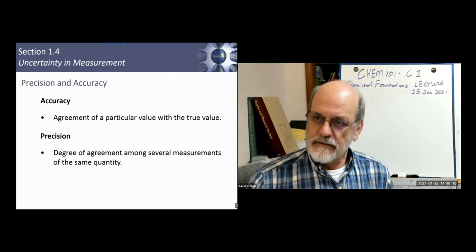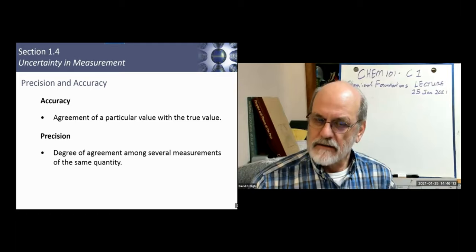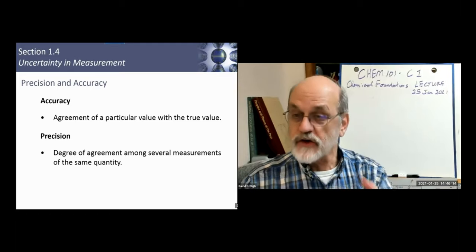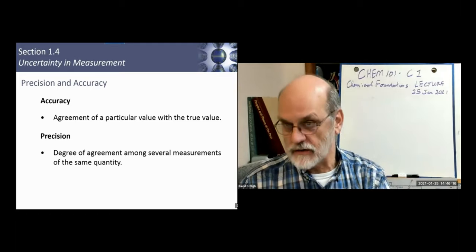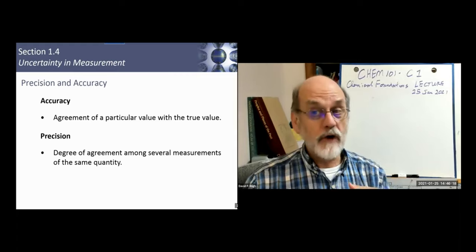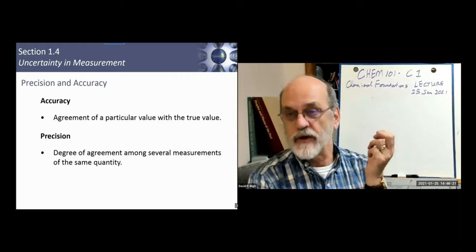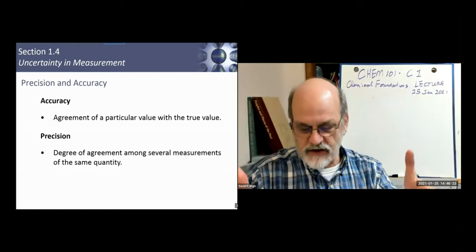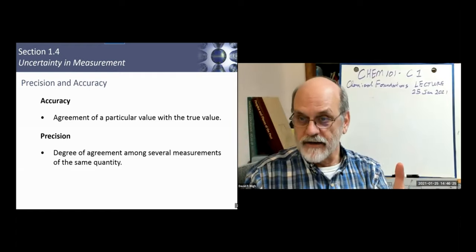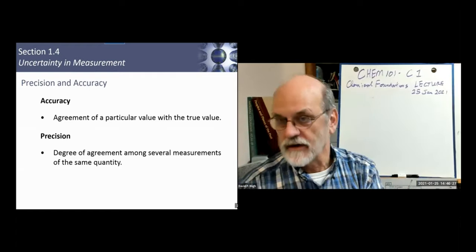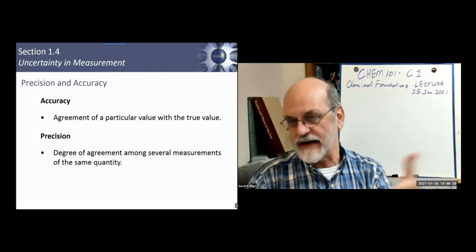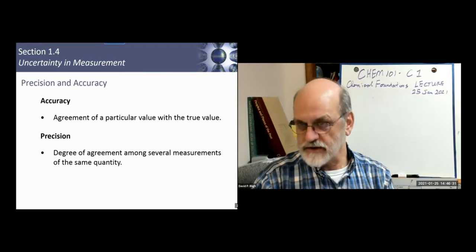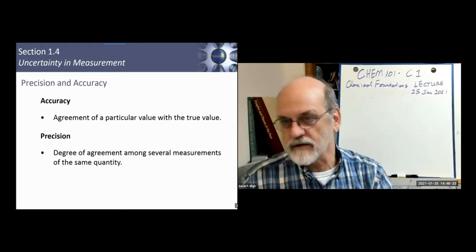So the difference is, accuracy is how close your measurement agrees with the true value, if you know the true value. If we assume that this page is 11 inches long, then we could say that's the true value. And my measurement was off by a tenth. So it's accurate, sort of.